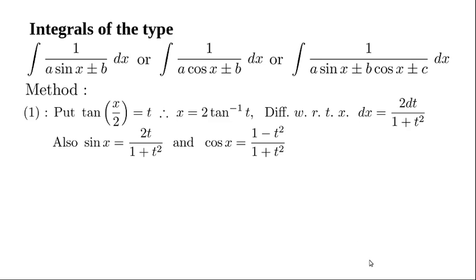Differentiate with respect to x. dx equal to 2 dt upon 1 plus t square. Sin x is 2t upon 1 plus t square and cos x is 1 minus t square upon 1 plus t square.